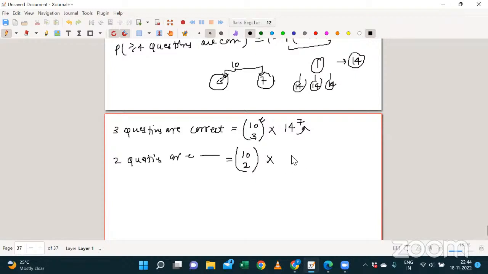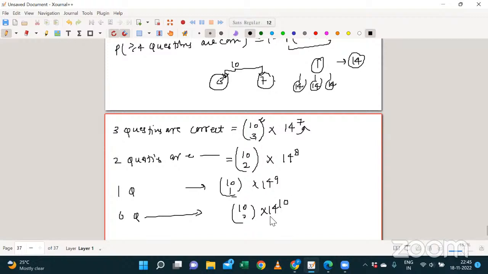Now, if 2 questions are correct, it can be any 2 out of these 10 questions. That means 8 questions are wrong, so it will be 10C2 into 14 raised to power 8. And now for 1: 10C1 into 14 raised to power 9, because one question is correct and it can be any one. And for 0 questions correct, it is 10C0 into 14 raised to power 10, which means all questions are wrong.